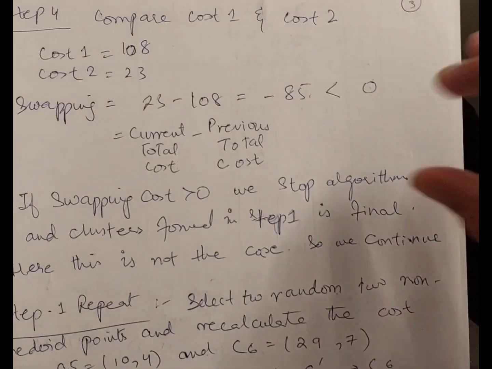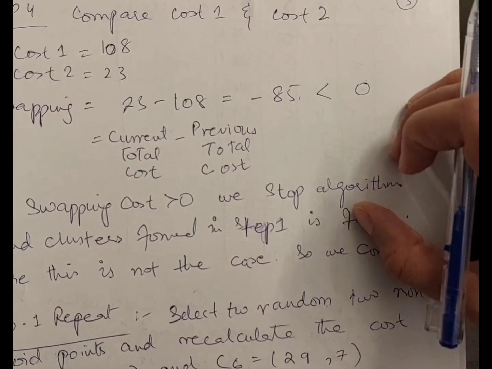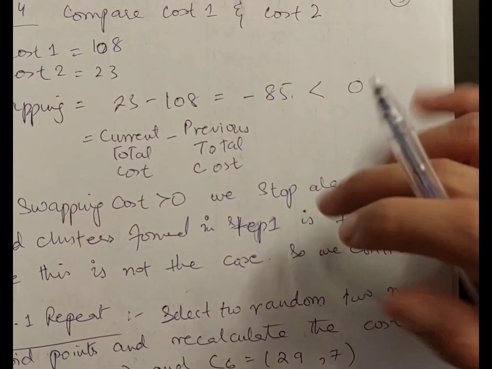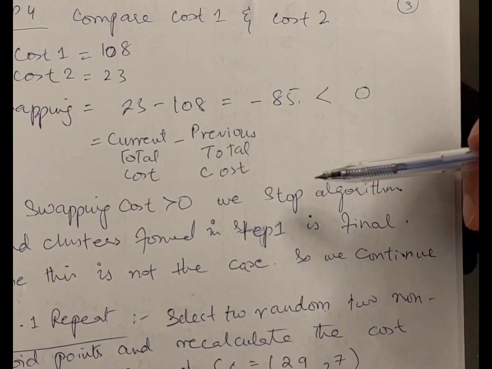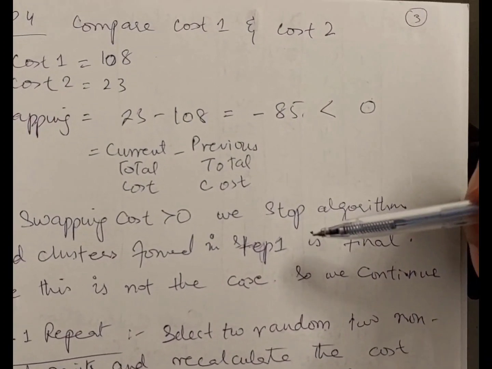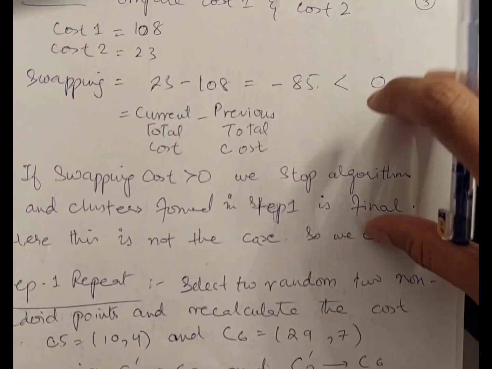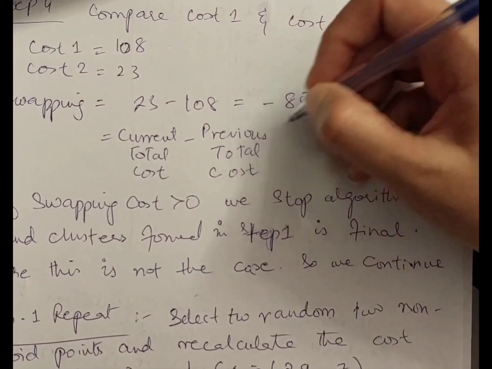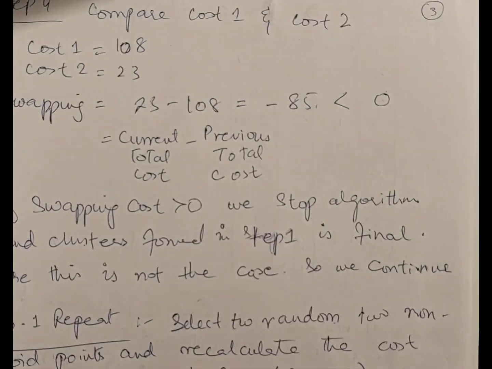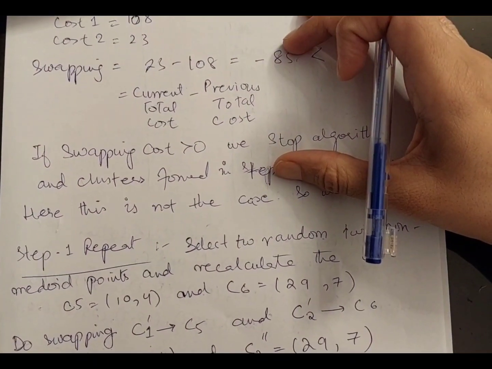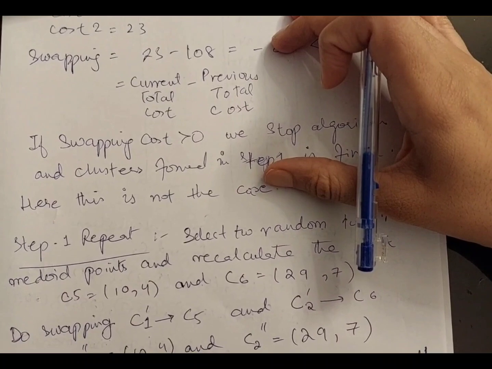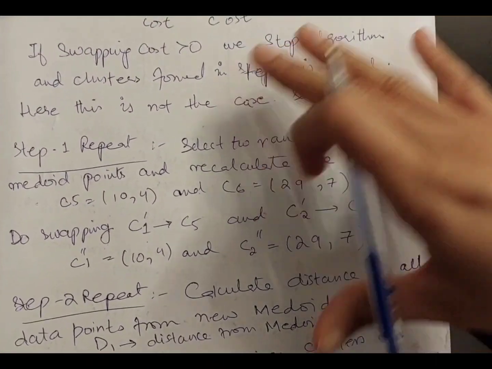If the swapping cost is larger than 0, we stop the algorithm, and the clusters which are found in step 1 are the final. Here this is not the case, so we will continue, because this swapping cost has come out to be negative. If this swapping cost comes out to be positive, then we stop the algorithm. So now we will repeat step number 1.